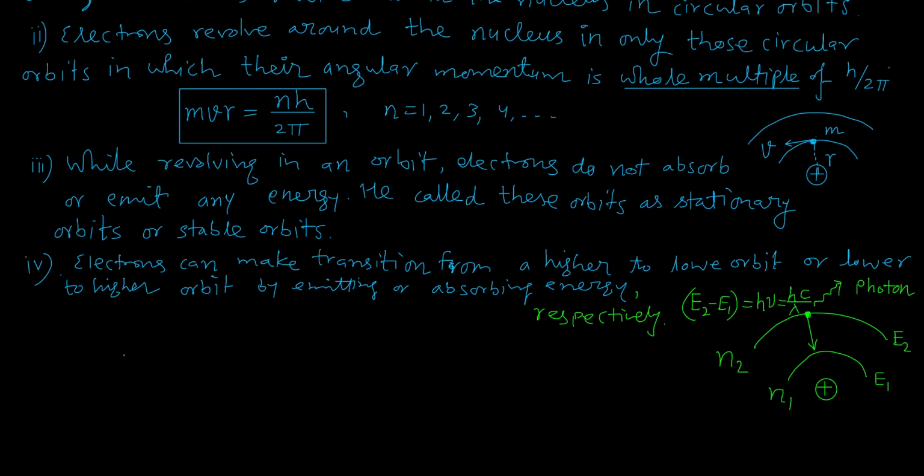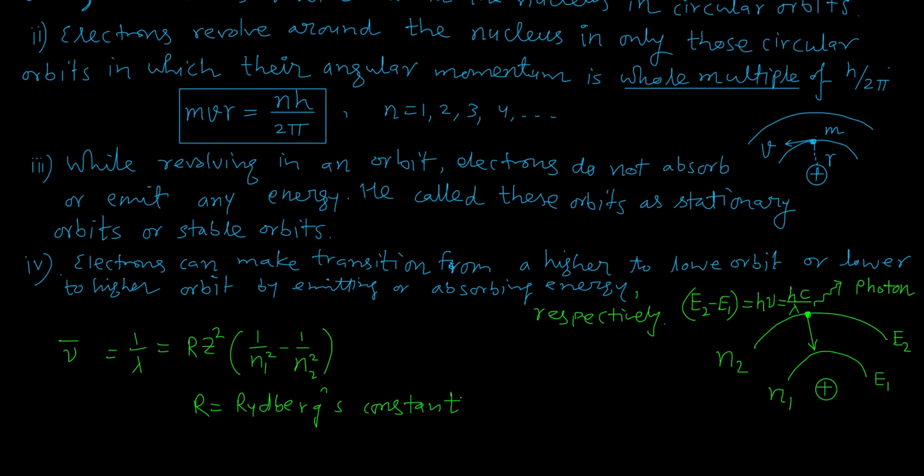So for this characteristic wavelength, he gave the formula that 1 upon lambda, which is also known as the wave number, represented by the symbol nu bar. So nu bar is the wave number, which is equal to 1 over lambda, and the formula derived by Bohr was this: equal to R Z square in bracket 1 upon n1 square minus 1 upon n2 square. So what is R here? R is known as Rydberg's constant, and its value is 1.09 into 10 raised to the power plus 7, and the unit is per meter. Okay, and what is Z? Z is the atomic number of the atom.